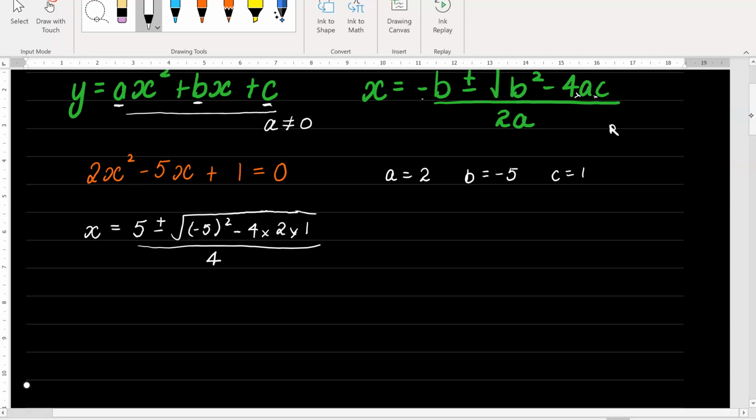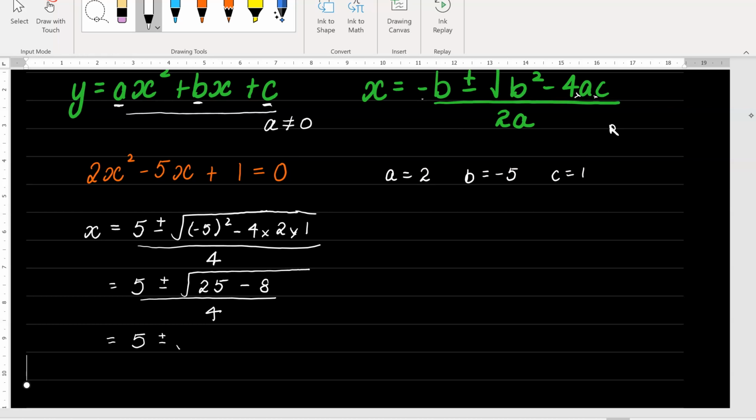You can now reach for your calculator. Mine is a little bit too far away, so I will do this in my head. So minus 5 squared, we get 25. Minus 4 times 2 is 8 times 1 is still 8, so we take 8, all over 4. That equals 5 plus or minus, 25 take 8 will be 17, all over 4, and we're done.